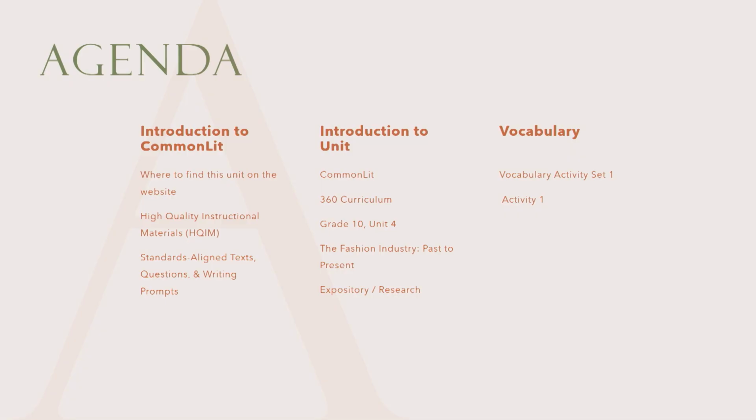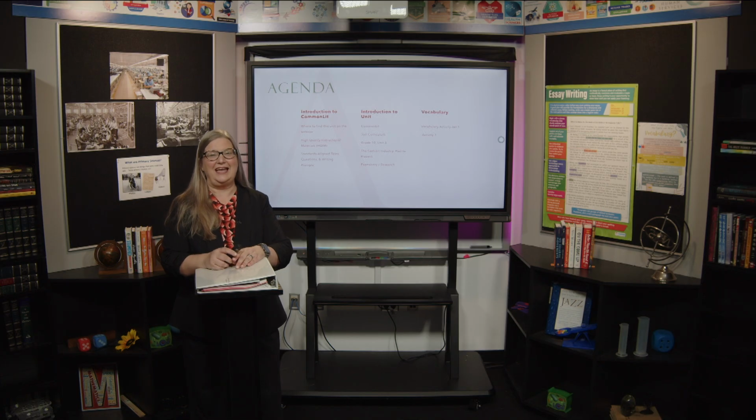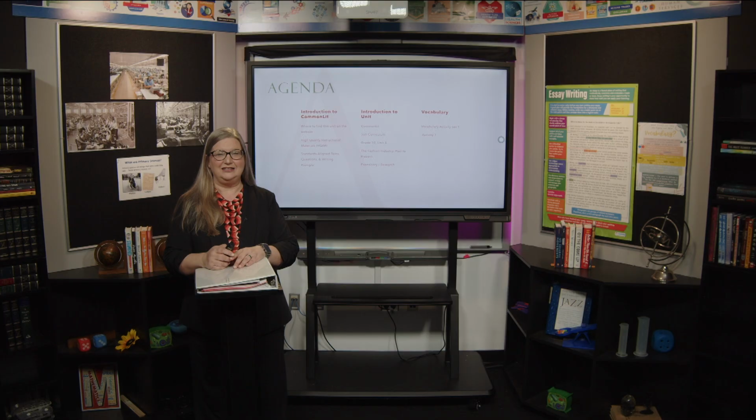Then I will introduce you to our unit, which is a Common Lit 360 unit, Grade 10, their unit 4. This is on the fashion industry from the past to the present. And again, it is an expository research unit. And lastly, we will be looking at the activity set 1 for the vocabulary, especially activity 1, and then give you some ideas of where we're moving from there. So I look forward to the rest of the day with you and seeing how we progress through this Common Lit unit on the fashion industry.